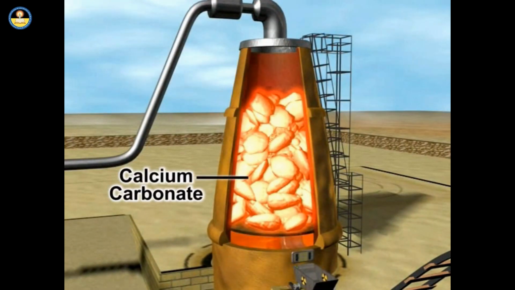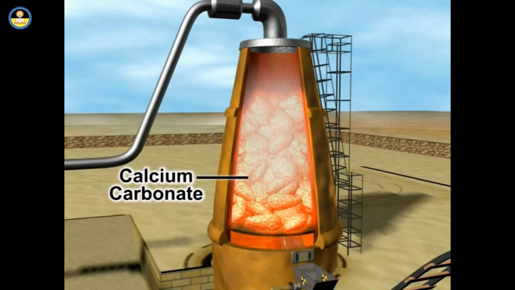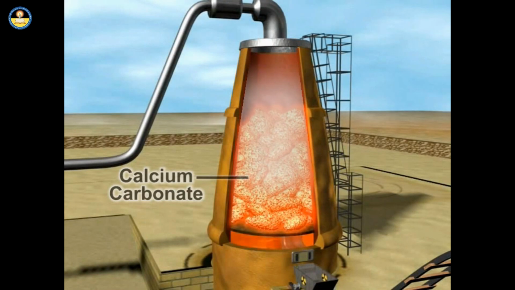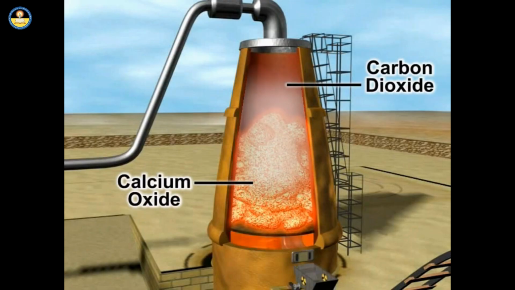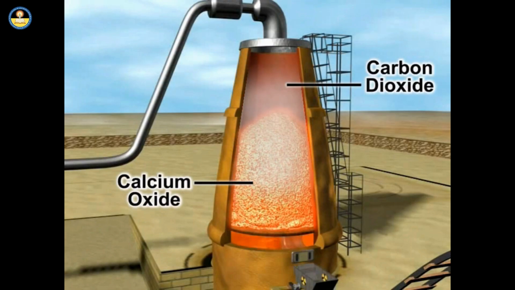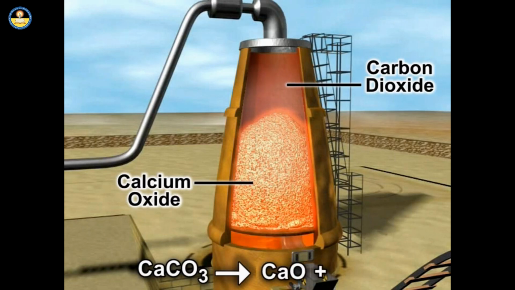Calcium carbonate is present, which is heated. On heating, it decomposes to form calcium oxide and carbon dioxide. This can be written in the form of an equation. CaCO3 on heating gives CaO and CO2. Carbon dioxide escapes from the top.